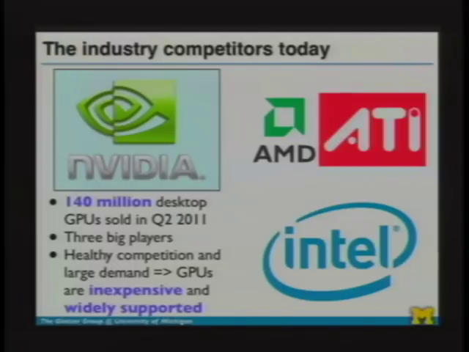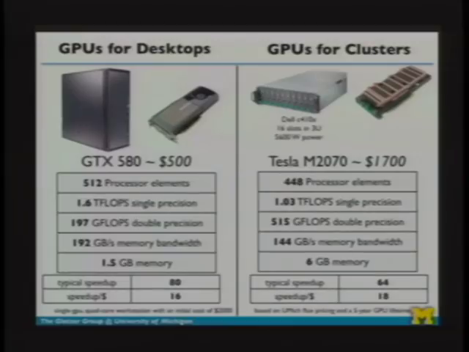Some numbers: just in the second quarter of 2011, 140 million, and right now I'm talking about desktop GPUs, not the smartphones and stuff. 140 million sold in the second quarter, and because of all this competition, there's enlarged demand. They're very inexpensive and very, very widely supported.